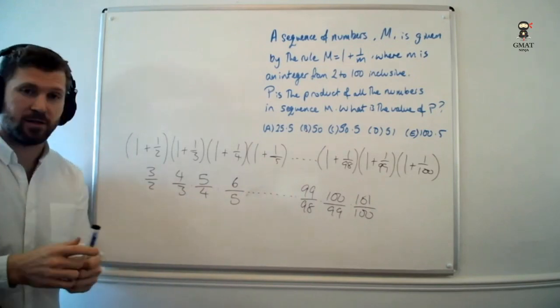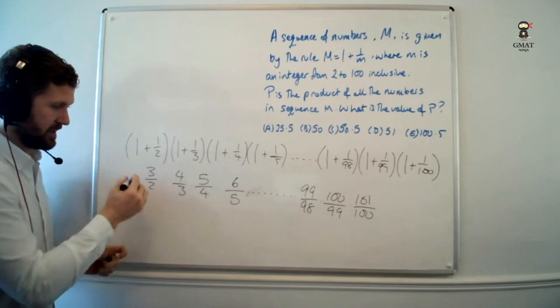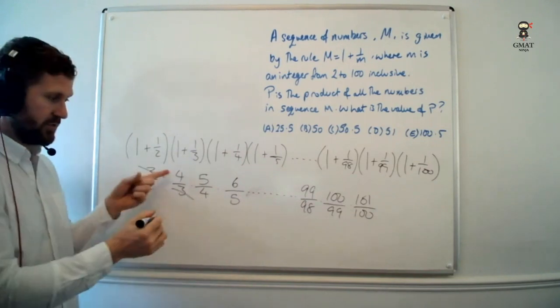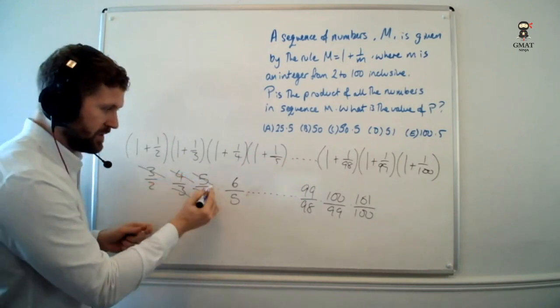Now, hopefully at this stage, you're beginning to see the pattern here and see what goes on. There's a lot of cancelling. I've got a 3 on the top of this fraction and a 3 on the bottom there. I can cross both of those out. 4 on the top here, 4 on the bottom there. I can cross both of those out. And I can just keep this process going.